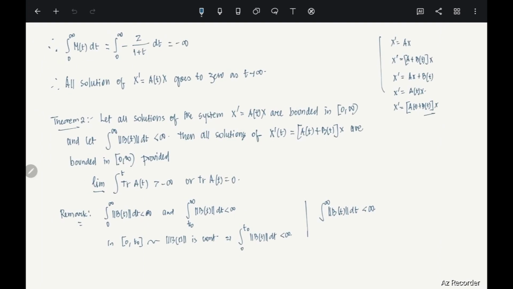Okay, so let's look at the proof of that. What is the theorem saying? These are the two conditions: if the trace of A t is 0, or if the limit of the trace of A t goes to minus infinity, then we are done. How do you prove something like that? Let phi of t be the fundamental matrix of the system x prime equals A t times x. We start with this fundamental matrix. Now you see all solutions of x prime equals A t times x are bounded.